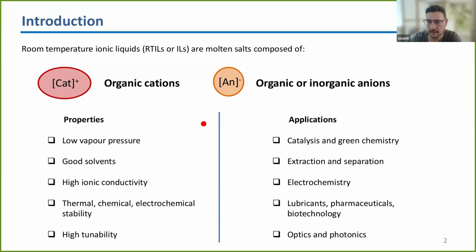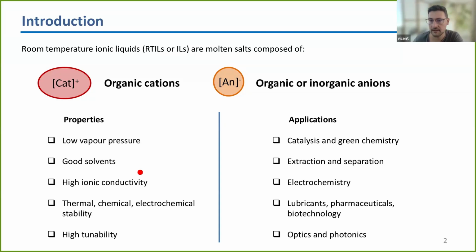They are very good solvents because they have high polarity, so they can dissolve many species. They show very high ionic conductivity. They have been reported to have thermal, chemical, and electrochemical stability. But one of the main properties, one that complements the previous ones, is the high tunability. We can combine these cations and anions in different ways, so the properties can change. For this reason, they have been used in many applications during the past years.